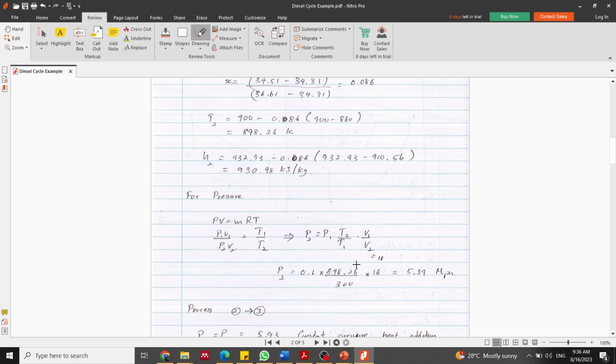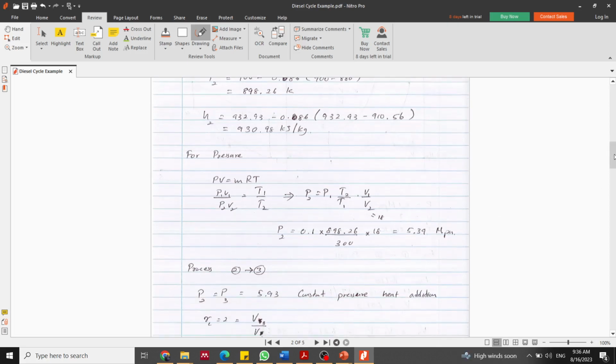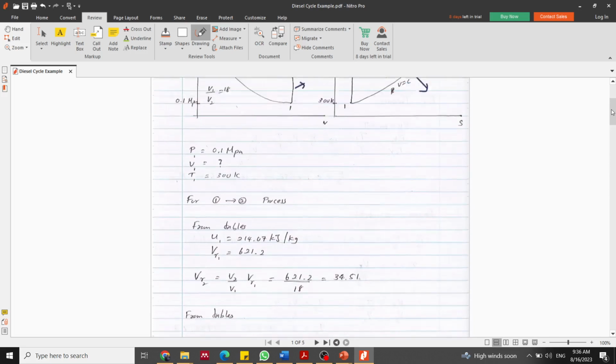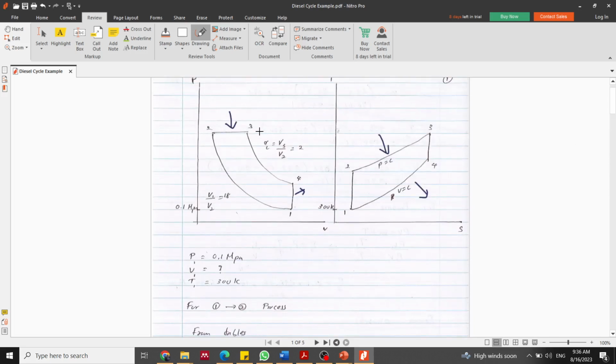So with that you can substitute the values, then we can calculate the P2 value. P1 is known, the V1 V2 ratio is known, T1 and T2 both are known, therefore we can calculate the P2 value. So pressure at point 2 and temperature at point 2 are calculated. Then we can move on to process 2 and 3, which is a constant pressure heat addition process. It is given as RC, that means V3 divided by V2 equal to 2.